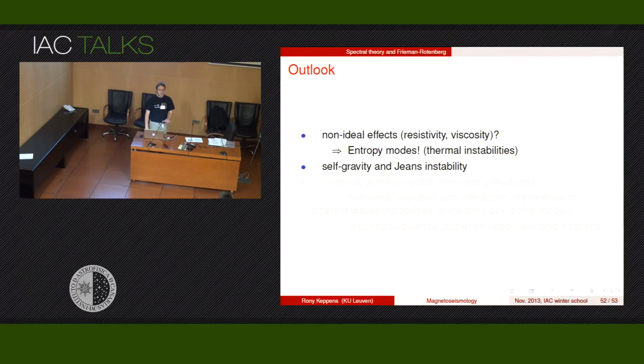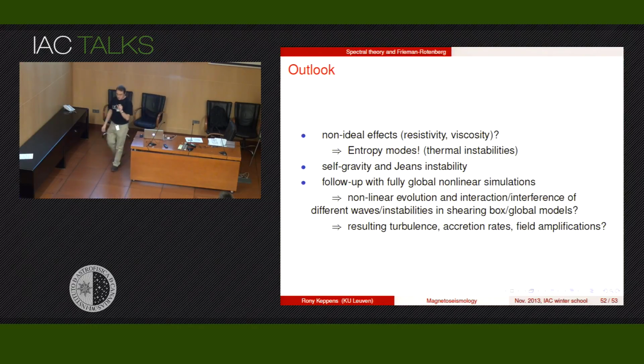I haven't yet started about non-ideal effects, okay? And in fact, by going to this Frieman-Rotenberg description, I have thrown away one of the 7 modes. I told you yesterday, magnetohydrodynamics has 7 modes: forward and backward slow, Alfvén, fast, and the entropy. The entropy is not in the Frieman-Rotenberg description because in ideal MHD, it's completely boring. But if you add non-adiabatic effects, then you form a route for thermal instabilities, okay? And of course, there's a lot of physics associated with that. If you add self-gravity, which I haven't, then you have Jeans instability. But everything is nice and still to be looked at.